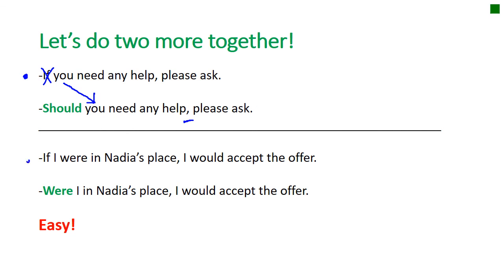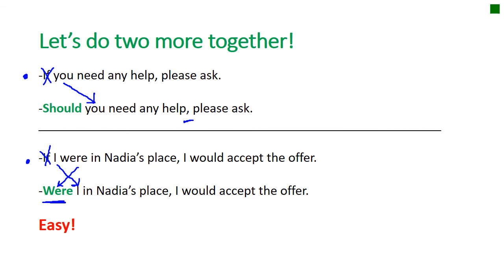Finally, number 3. Okay, I like those sentences. If I were in Nadia's place, I would accept the offer. I need you to write this sentence starting with were. Step 1, remove the if. Step 2, I have, okay, to do what? Invert. Exchange the places of the subject and the verb. Were I in Nadia's place, I would accept the offer.